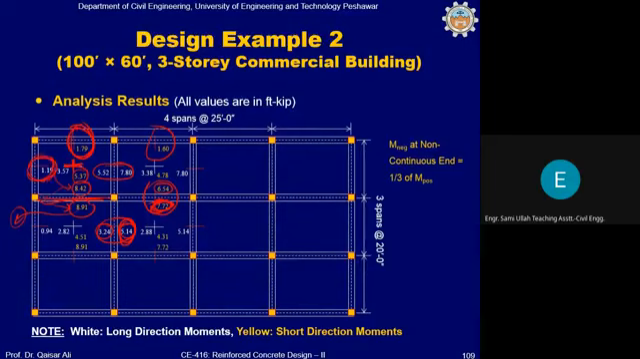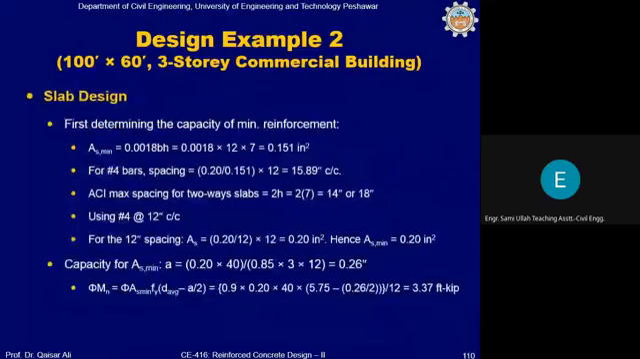Okay. Similarly, 2.82 divided by 3 आप करें so you will get 0.94. Okay. Now, how to design the slab? So again, the same way.